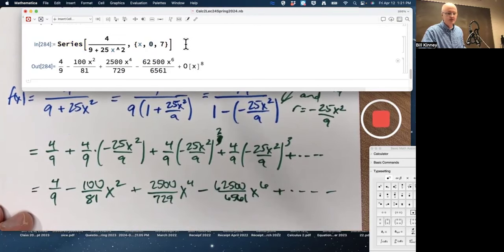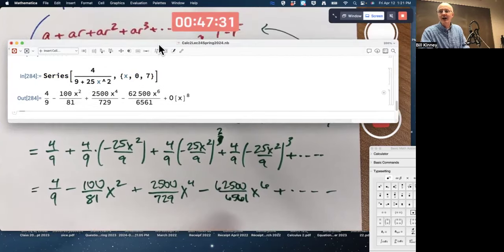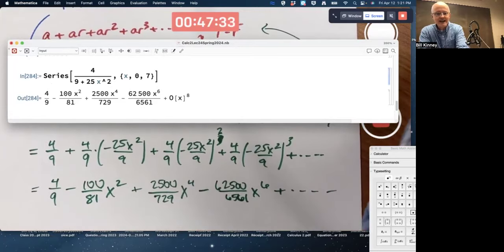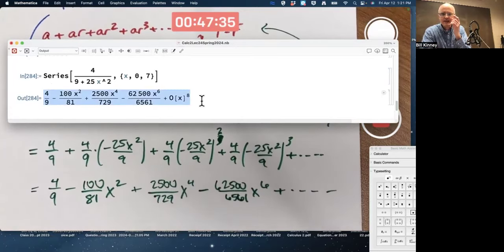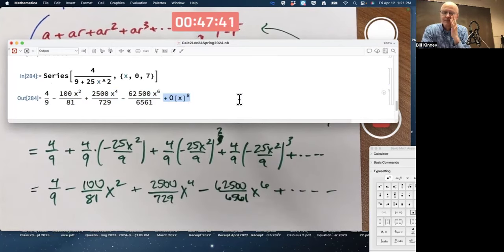Yep. Look at those fractions. 4/9, -100/81, etc. Those are all the same. Pretty amazing, huh? You know, it is plus dot, dot, dots. Mathematica doesn't write plus dot, dot, dots. Instead, it writes, what is that? 0 times x to the 8th? What is that? It's not a 0.